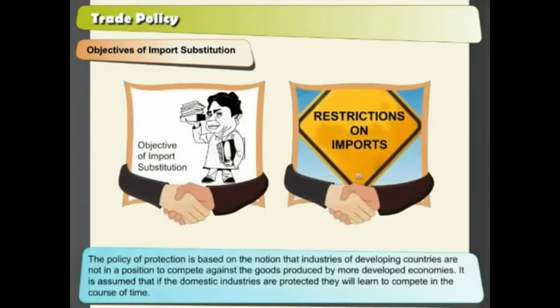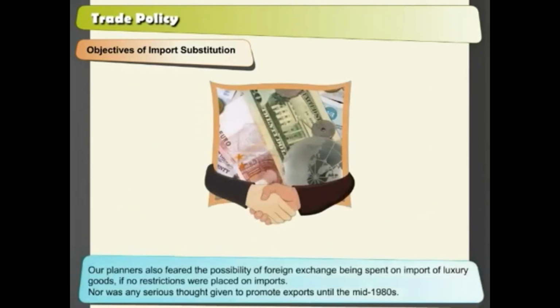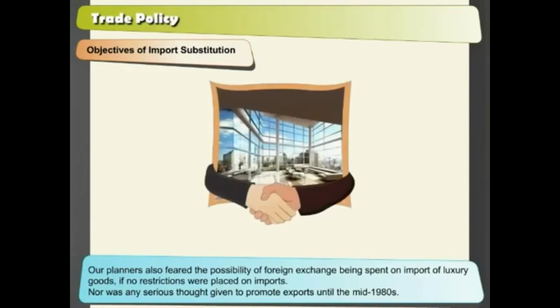The policy of protection is based on the notion that industries from developing countries are not in a position to compete against the goods produced by more developed economies. It is assumed that if the domestic industries are protected, they will learn to compete in the course of time. Our planners also feared the possibility of foreign exchange being spent on import of luxury goods if no restrictions were placed on imports. Nor was any serious thought given to promote exports until the mid-1980s.